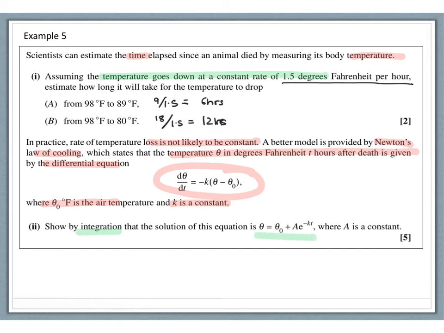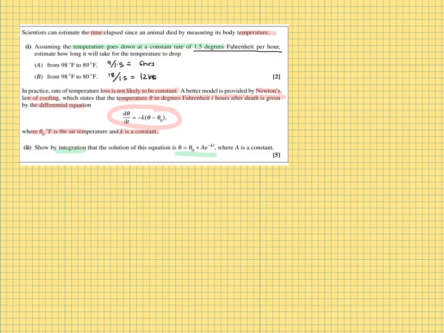So the fact that it says show by integration means we've got to separate the variables and integrate. We cannot just verify that this works by differentiating. So we're going to separate the variables first of all for part 2. So I can say that the integral of 1 over theta minus theta 0, remember that's a constant theta 0, with respect to theta, equals negative k integral dt.